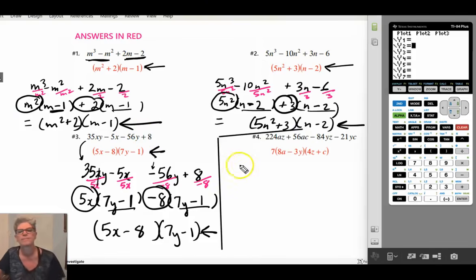Okay, so I'm going to rewrite number 4 down here. And I'm going to group the first two terms together, then leave a little bit of space and group the second two terms together.